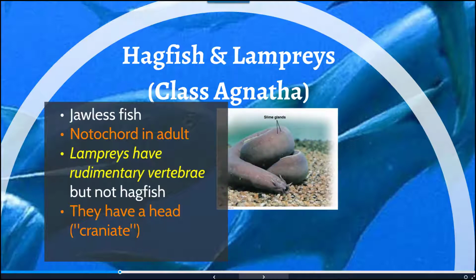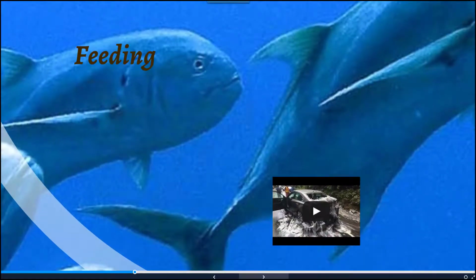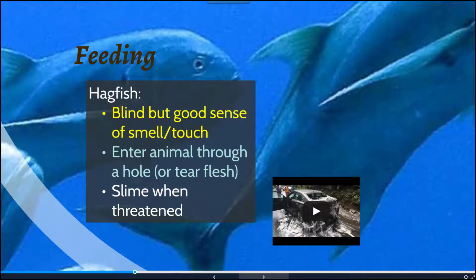And this is an example of the hagfish. The cool thing about this is it has these little slime glands that are located along the exterior of the fish that allows it to expel slime. And here we have an example of the lamprey. Now, the interesting thing about these organisms really relates to their feeding.